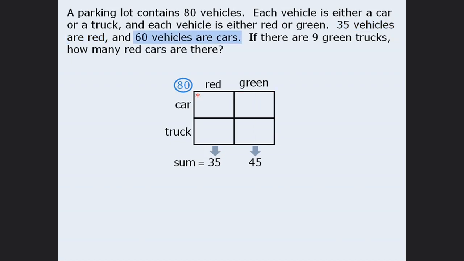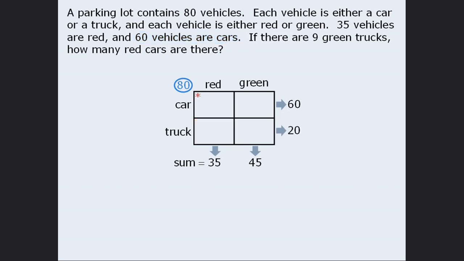Next, we are told that 60 of the vehicles are cars. Now, some of these 60 cars are red cars and some are green cars, so we can't place any of the cars in either of the two individual boxes. However, we do know that the sum of these two boxes must be 60 since we have 60 cars altogether. Now, if there are 80 vehicles in the parking lot and 60 of them are cars, then the remaining 20 vehicles must be trucks. So the sum of these two boxes must be 20.